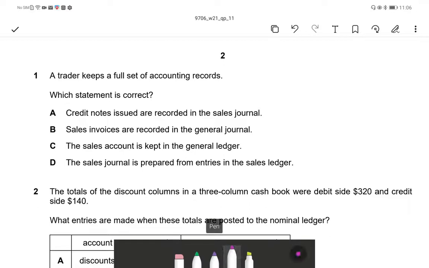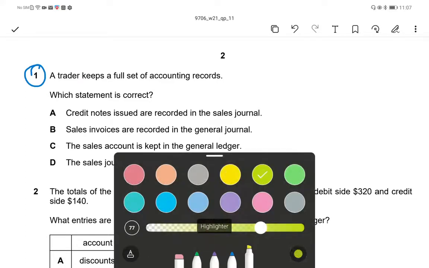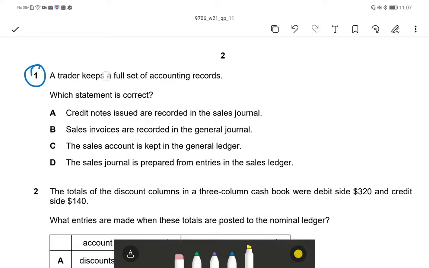So the first question, let's start. Question number 1. A trader keeps a full set of accounting records. Which statement is correct? They are given different options.